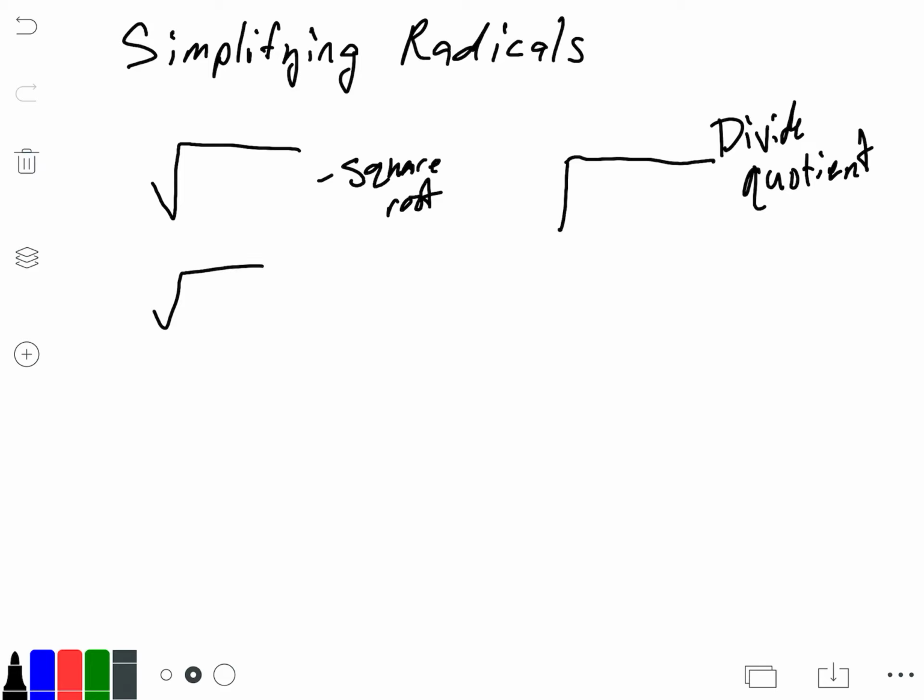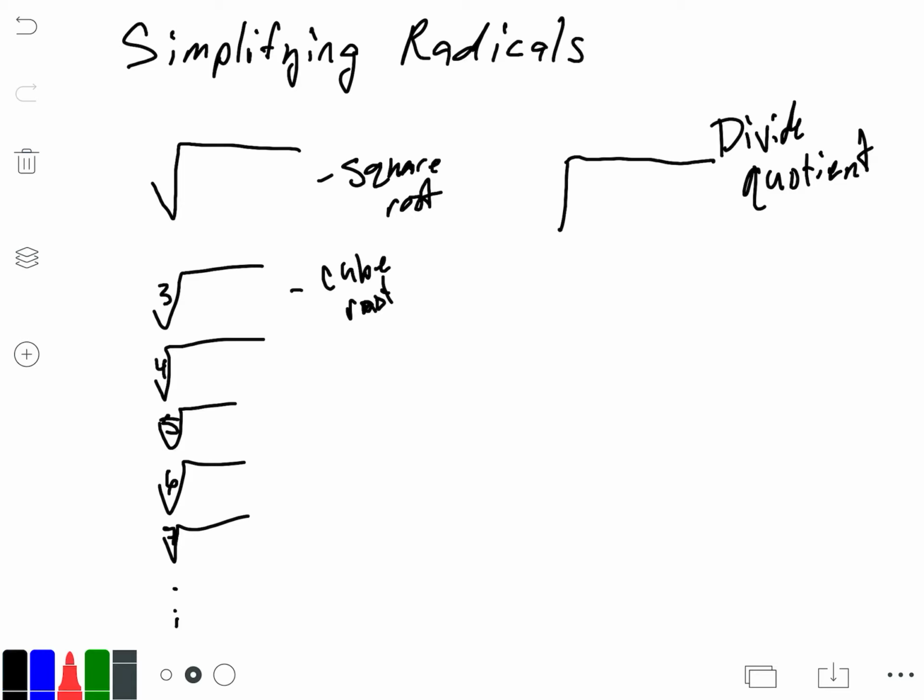But there is also these other radical symbols, and it keeps going. Okay, so we have third root, fourth root, fifth root, sixth root, seventh root, sometimes known as cube root. Okay, so this one's square root.